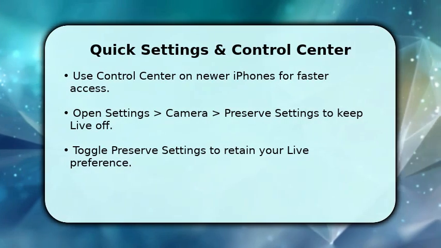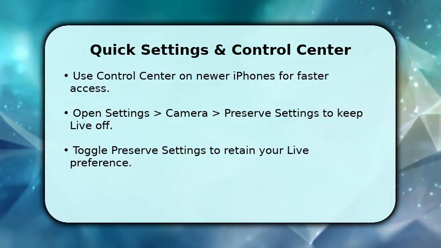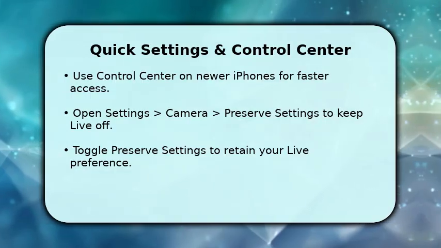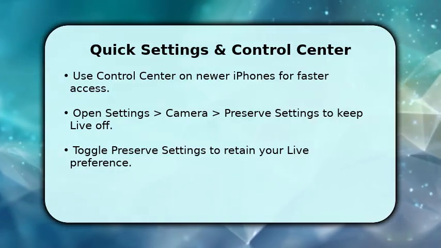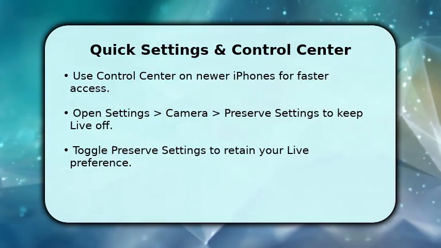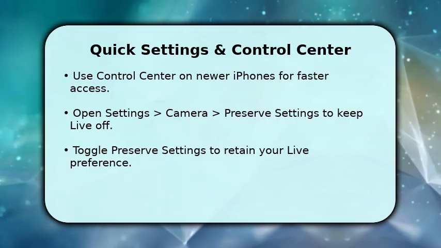If you want live off consistently, use settings so you don't repeat the step. First, swipe to open Control Center for immediate access on some models, but then go to Settings, Camera, Preserve Settings. Here you'll find Live Photo Preserved. Flip that toggle so your last chosen state persists.